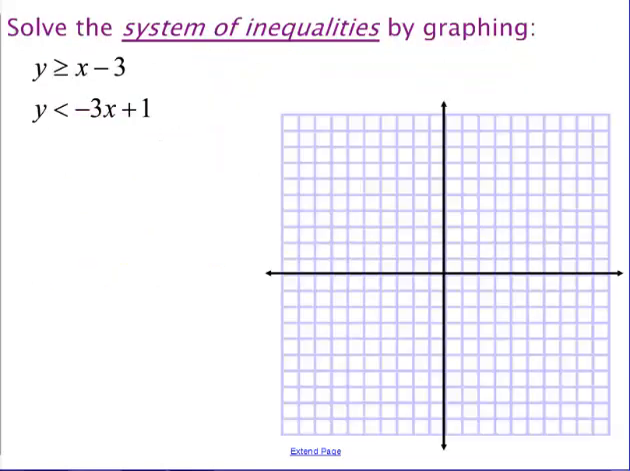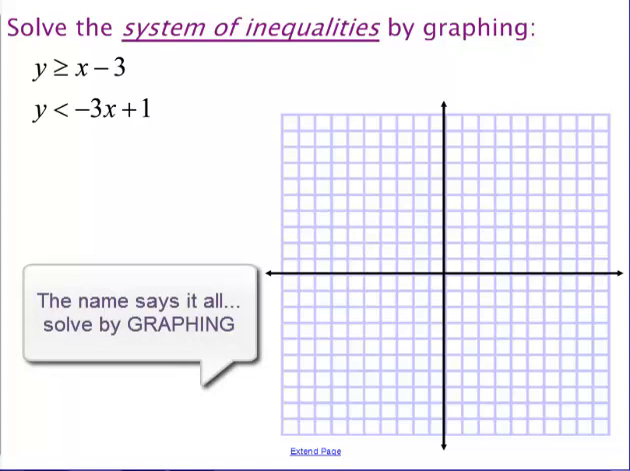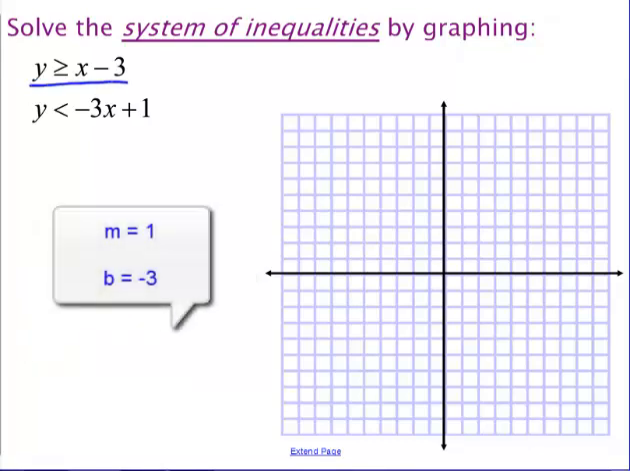So let's look at solving this system of inequalities by graphing. I have 2 inequalities. I have y is greater than or equal to x minus 3, and y is less than negative 3x plus 1. We'll start by just graphing the first one. So I'm going to graph y is greater than or equal to x minus 3. I see I have a y-intercept of negative 3, so I'll start there. And I have a slope. If I have a coefficient of x there, it would be 1, so I have a slope of 1. So I'm just going to go up 1 over 1 each time.